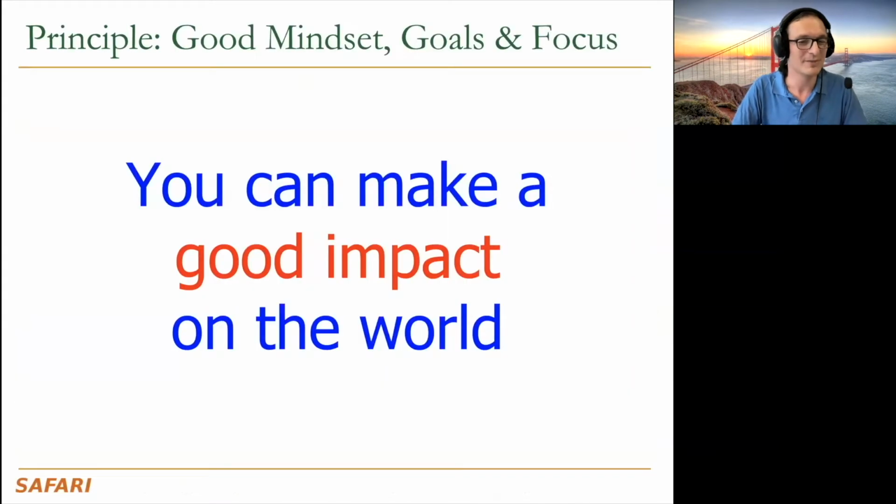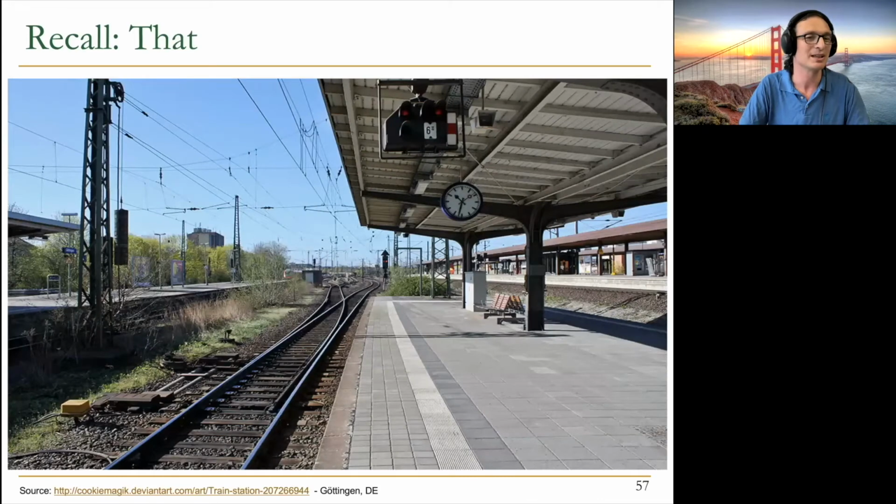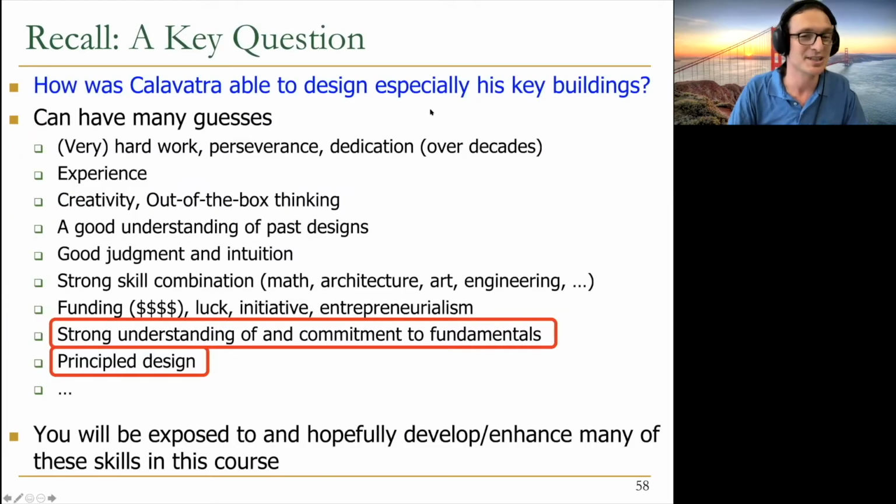Recall this versus that, right? I think all of these that I just discussed right now, I also discussed in the last lecture, kind of pointing out some people who've changed the world, right? We discussed Calatrava, for example, and a key question we asked was, how was Calatrava able to design, especially his key buildings? And we said, I think I didn't use the word passion over here, but passion is one of them for sure. But hard work, perseverance, dedication, etc., and a lot of other things that he has combined over decades and decades. And of course, principled design and strong understanding and commitment to fundamentals should not be understated ever.